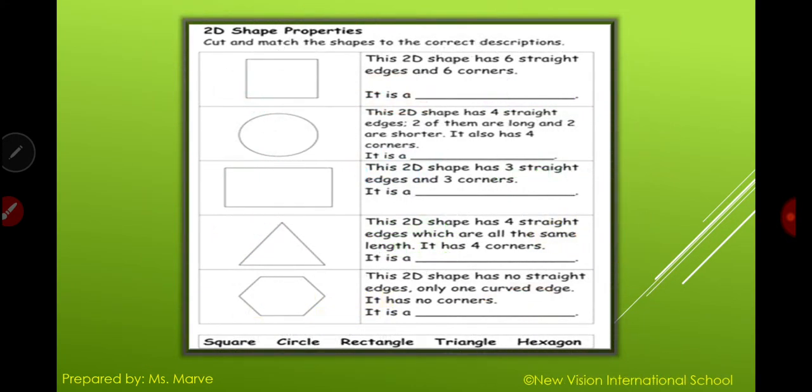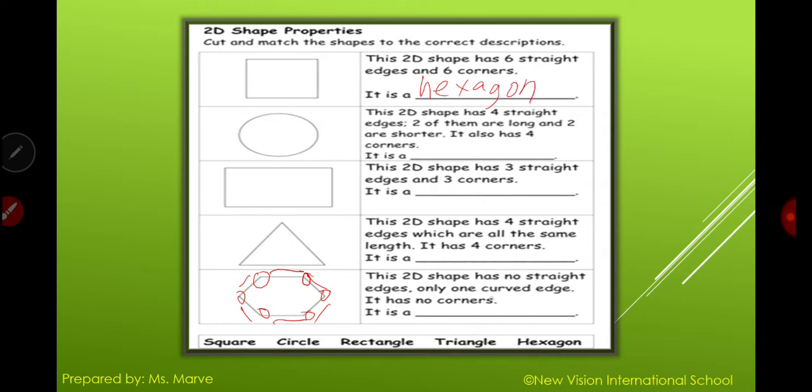So let's try to answer two shapes here. This 2D shape has 6 straight sides or edges and 6 corners. So which of these shapes has 6 sides? Can you guess? Very good. The last one, can you count? It has 1, 2, 3, 4, 5, 6 vertices. Very good. And it also has 1, 2, 3, 4, 5, 6 sides. So the answer is hexagon. Very good.